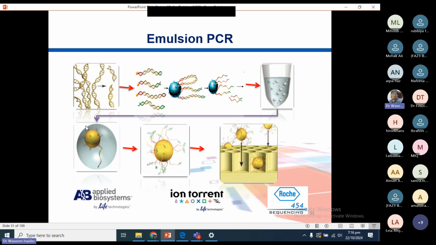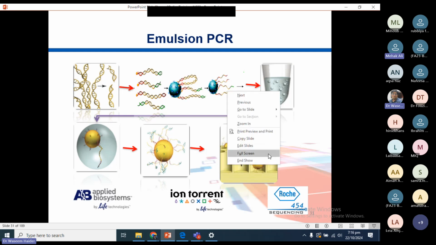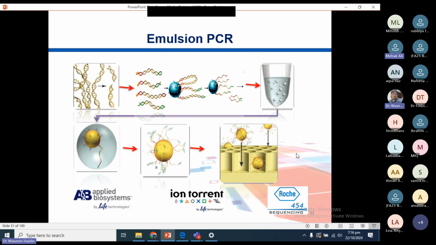Finally, in this aqueous medium, it's a PCR reaction. Each fragment is multiplied here, so each fragment gets its multiple copies. This is called monoclonal, so only one type of fragment is here. We get its multiple copies, and then we put it into those wells in the case of Roche. But for Ion Torrent, can we load them? Yes, please.